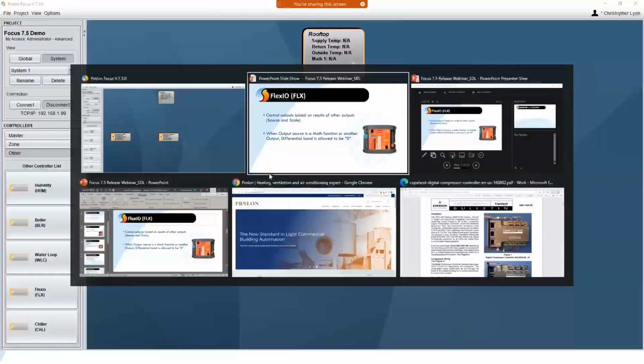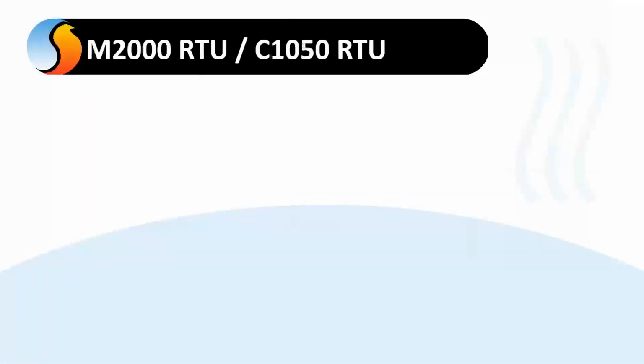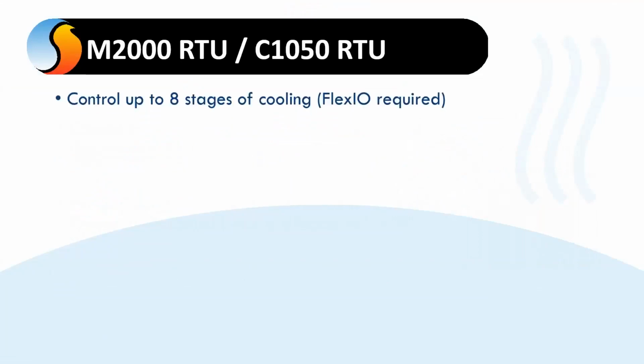And we'll talk about that in just a sec, but we're moving into the RTU controllers. And this is where we have had some significant changes. Up until this point, we've only been able to support up to 4 stages of cooling. We can now push all the way to 8 stages.